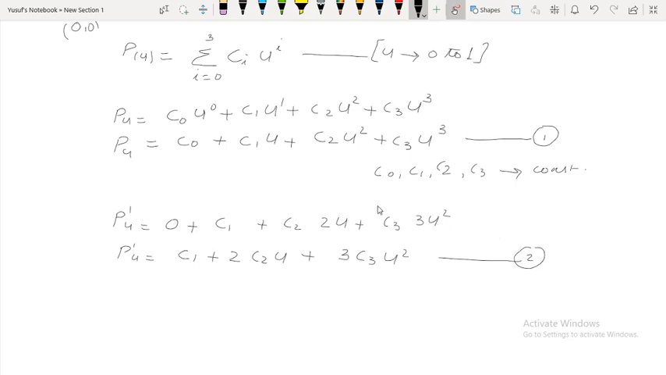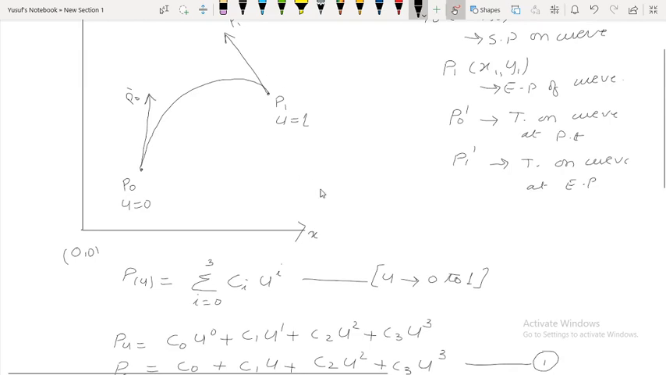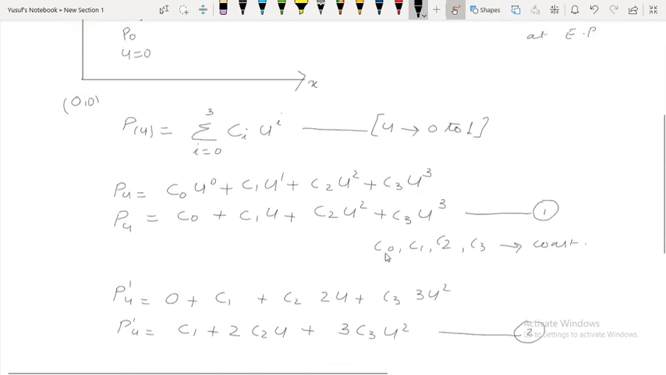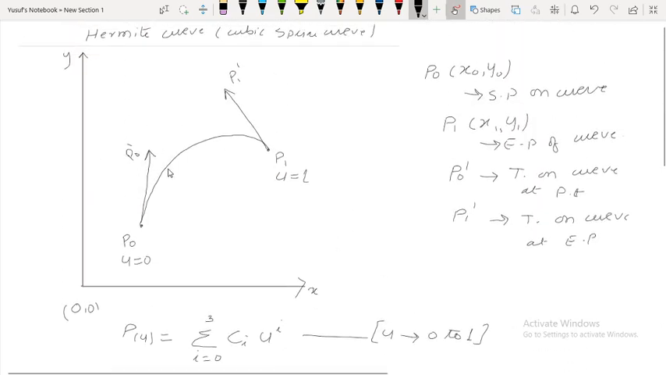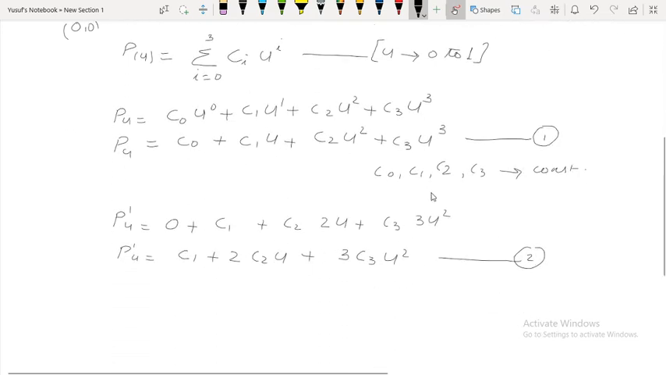The first equation is the equation for the points on the curve. The second equation is the tangent on the curve. By using the first equation, we can calculate the points on the curve, and by using the second equation, we can draw the tangent at any point on the curve. But in the first and second equations, some coefficients, the constants, are there, and we're supposed to calculate these constants by putting the boundary conditions.